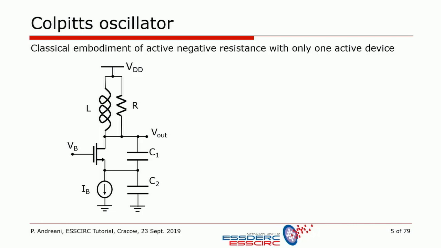The negative resistance in this case is implemented via positive feedback around the device. In this case, a MOS device. It could be any transistor, though. So this feedback is given from the path from drain to source across the two capacitors, as you can see here.